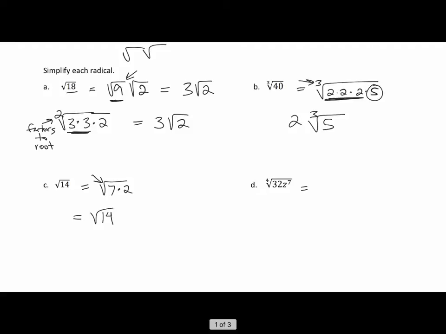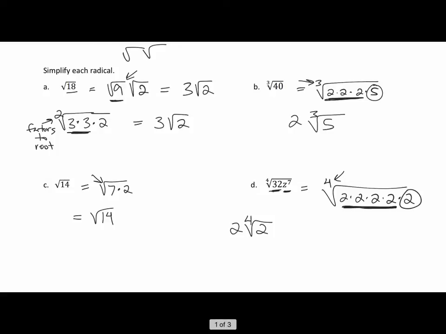For D, I've got the 4th root of 32z to the 7th. And so let me look at this 4th root of 32 first. So just this part first, because 32 is 2 five times. So this index tells me I need 4 factors to have a root. So I have a root of 2. It's out of the radical, and the 2 remains inside the radical.